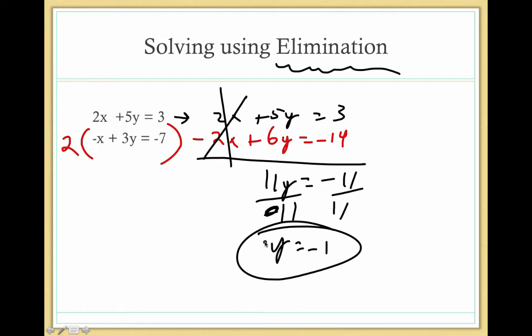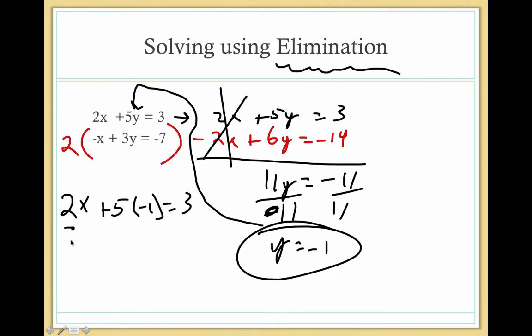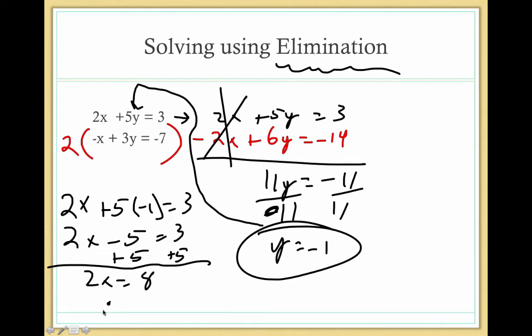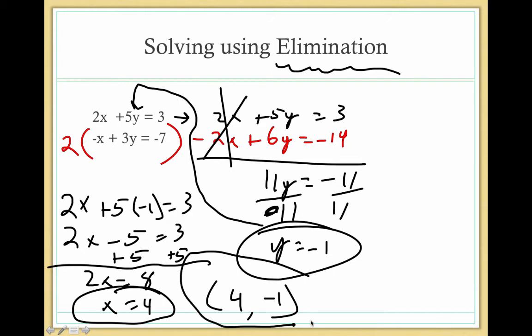y is negative 1. Now I got to sub that back in. I can sub it into either equation, it doesn't matter. I would substitute it into the top one because there's a negative in there. Negative people are bad, and so are negative signs. 2x plus 5 times negative 1 equals 3. 2x minus 5 equals 3. Plus 5, plus 5. 2x is 8. x is 4. The answer is 4, negative 1. Plug it back in and check.